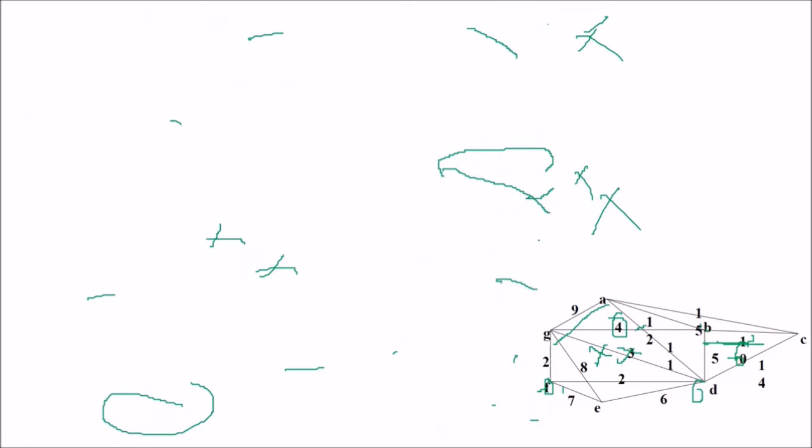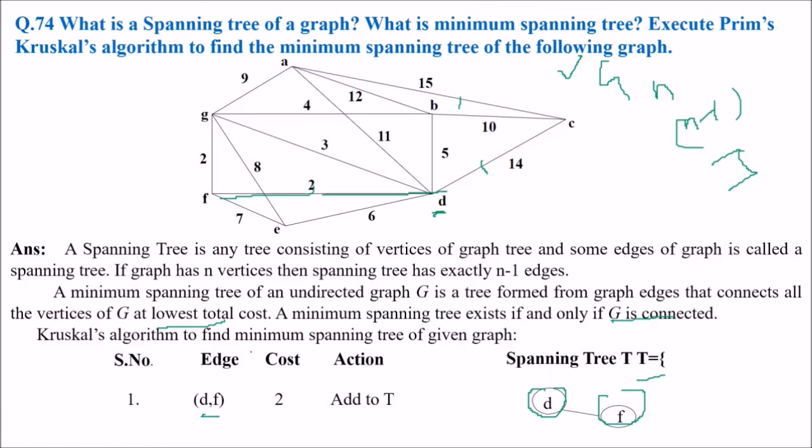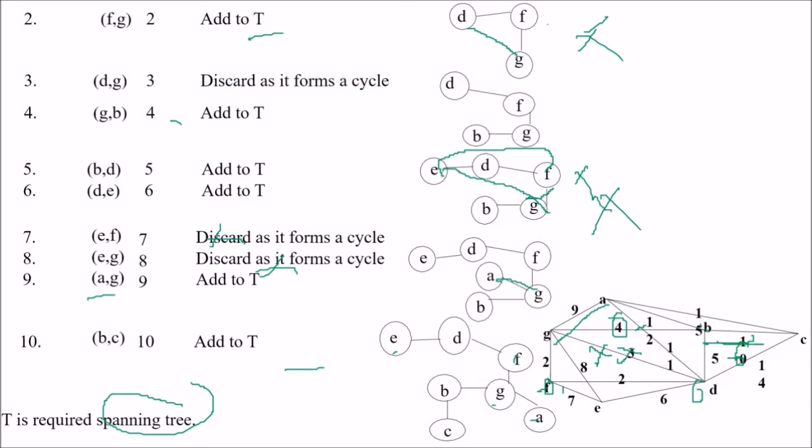Okay. So what I am saying here is, we are using Kruskal algorithm to find the spanning tree. And this is a simple example of how we are going to apply Kruskal for finding the spanning tree.